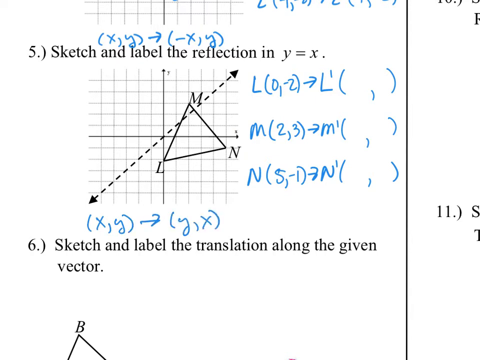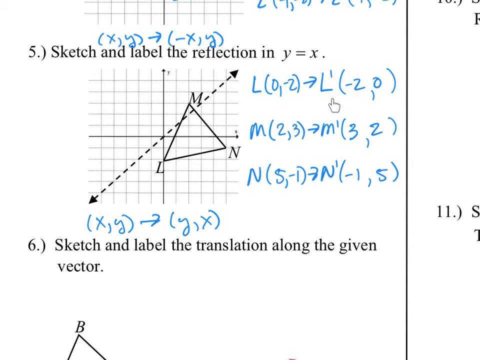We talked about the fact that a reflection in the line y equals x is what we call an inverse function, where you take the domain and the range values and they just switch places. So that means that point L, (0, -2), will become L prime, whose coordinates would be (-2, 0). We just switch that x and y. The coordinates of M prime will be 3, 2, and the coordinates of N prime will be -1, 5. Again, we found those image points by just taking the coordinates of the pre-image and switching them.